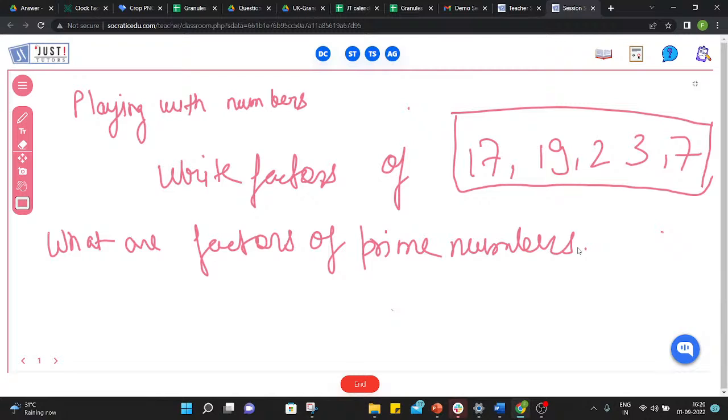Suppose 17, only two factors of 17 are 17 and 1. Only two factors of 19 are 19 and 1. Only two factors of 23 are 23 and 1. And similarly for all the other prime numbers. Okay, so this thing you have to keep in mind always.